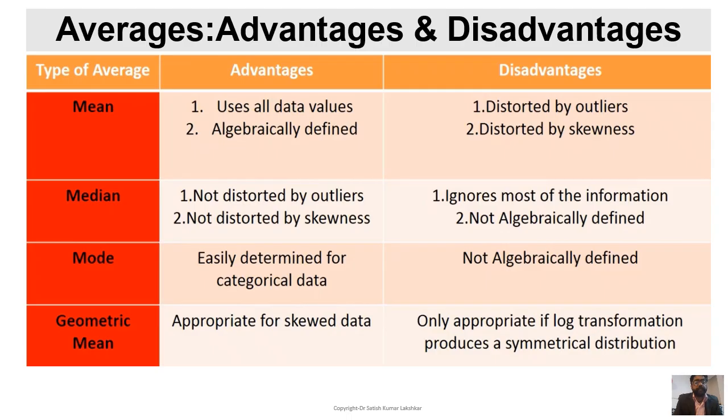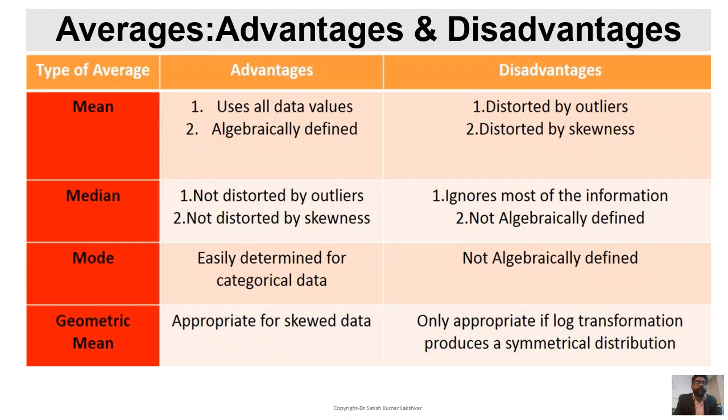Then there are other measures also, like geometric mean and harmonic mean. There are some advantages and disadvantages. When we talk about the mean, the advantage is that it uses all data values, even the value of a single observation matters a lot, and it is algebraically defined. But it is distorted by outliers. We just discussed the example of an outlier, and it is easily distorted by skewness also.